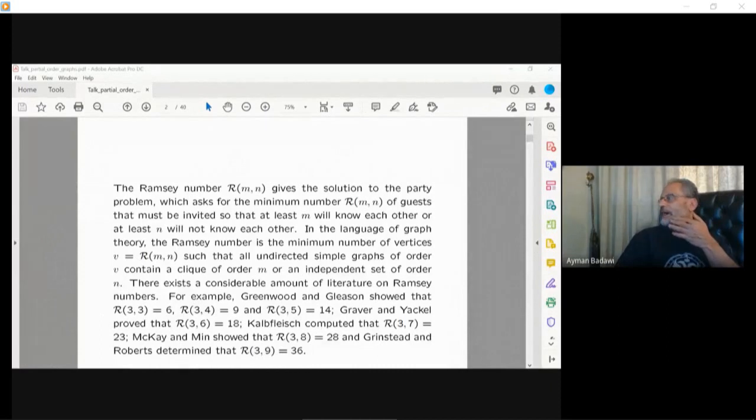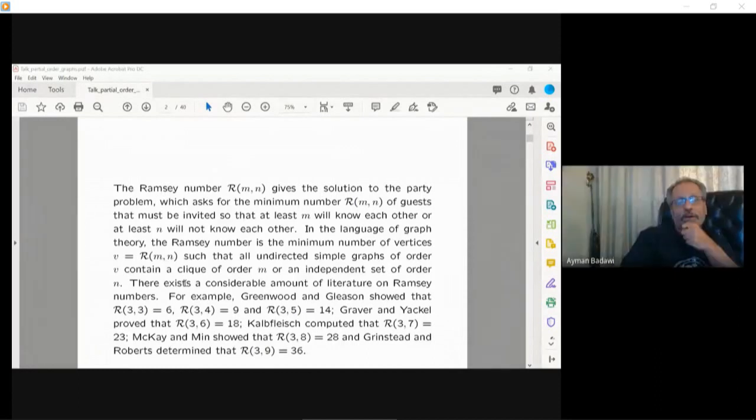Independent set, by the way, as you expect, what does it mean? Every 2 vertices are not connected by an edge. So either you have 3 vertices that form a triangle, or you have 3 isolated dots.